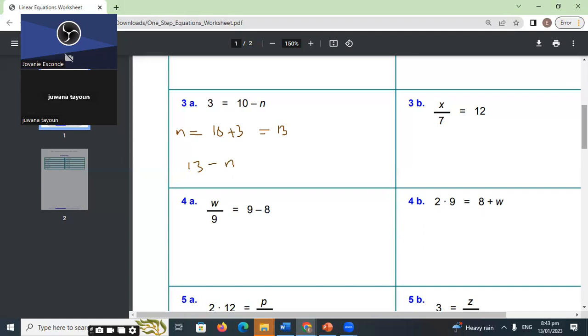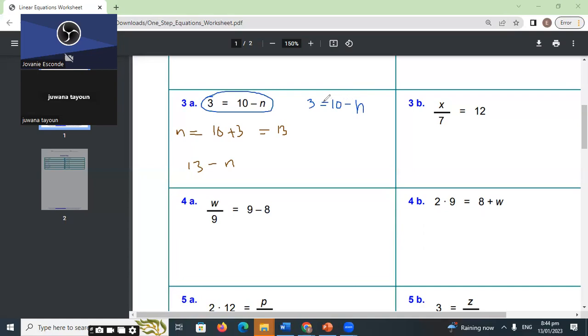Okay, so I want you to look at this. I'm going to write it here beside. So please do not change the position at first. So I'm going to rewrite it: 3 is equal to 10 minus n. Okay. So what are the terms that are the same? That is the 3 and 10.